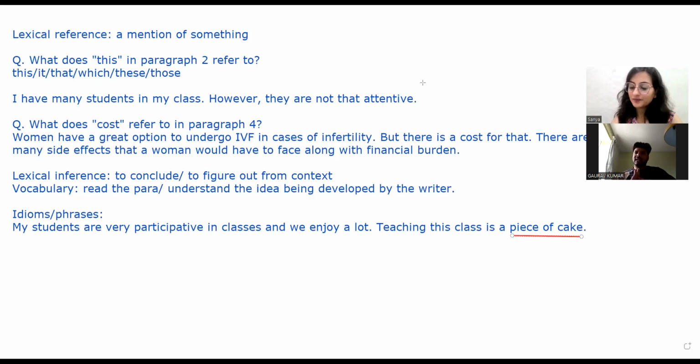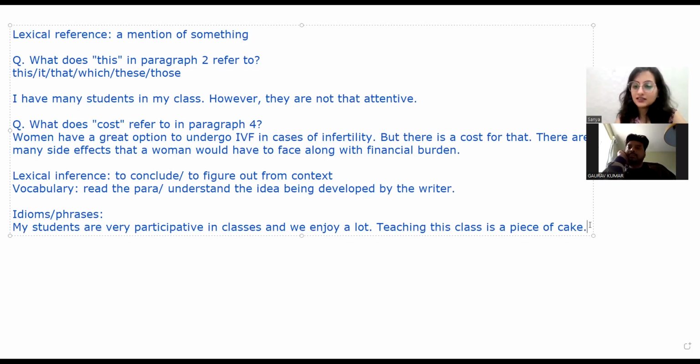Yes, it's exactly like a cake. Yeah, and it's also very easy to do. So yes, exactly. Similarly, even if you don't know the meaning beforehand, you can see from the context what idea I am developing. It's very good that you saw that something positive is happening, very participative, enjoy a lot. So it's very easygoing. So yes, you're right.